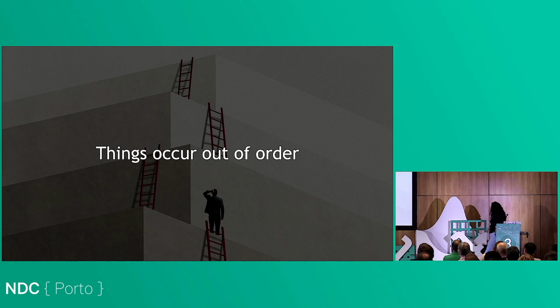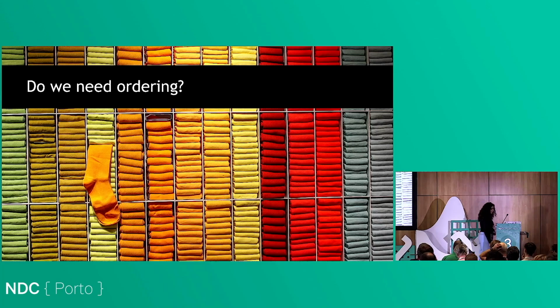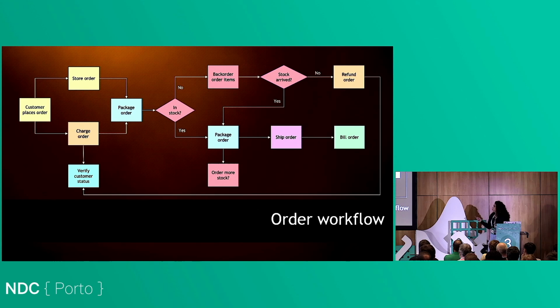And that brings me to the next problem. Things occur out of order. One of my favorites. Who wouldn't love their sock drawer to look like that? I wish mine would look like that. It doesn't. But when you start to think about it, we also need to ask ourselves, do I need it to look like that? Does it stop being operable if I just throw them all in a bin and I don't care where everything is? Let's consider our order workflow, right?